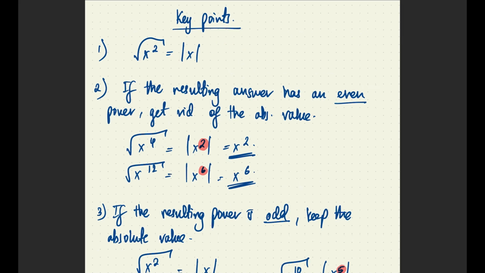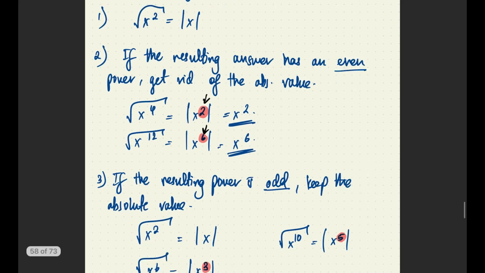Now this might seem to be a tricky concept, and to be honest, it is kind of tricky. So these are the key points you need to keep in mind. Whenever you take the square root of a square, be it x to the power 2, 4, 6, 8, any multiple of 2, then the answer is the absolute value of that answer. If the resulting answer has an even power, then you can straight away get rid of the absolute value because you know it's always going to be positive. As you can see here, the resulting power is 2, which is even, so you can straight away say that the absolute value is just equal to positive. Same thing here, the resulting power is even, so we can straight away say the absolute value is positive.